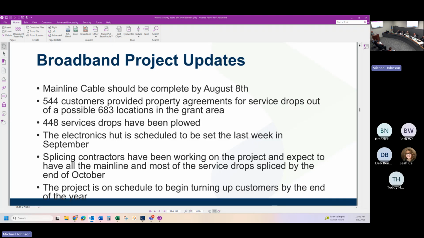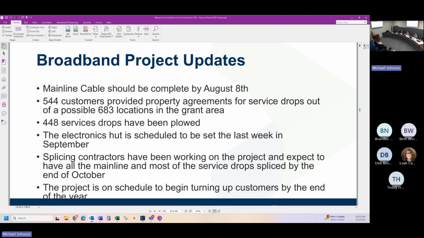One of the steps in this is the electronics hut that was going to be placed in the middle of that blue area. That's set to be placed at the end of September. So splicers have been working on and off on the project, getting the main line and some of the service drops stitched together. The big step will be once we get that hut installed and spliced up, then we're going to be in homes hooking customers up.